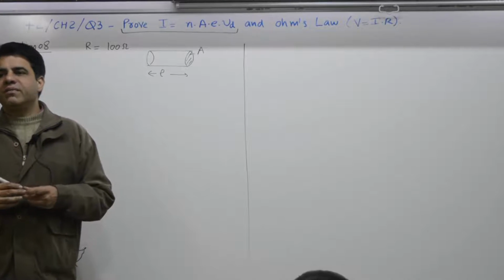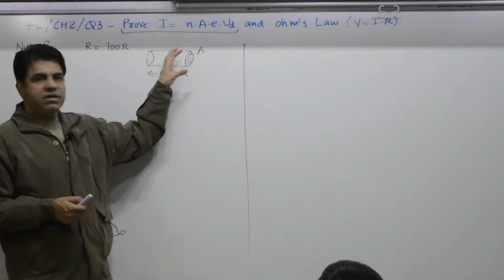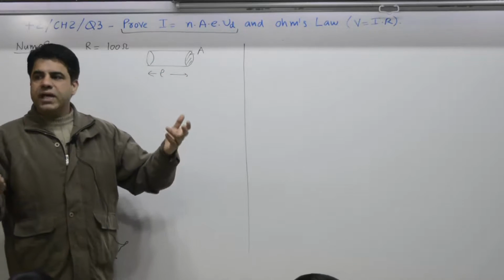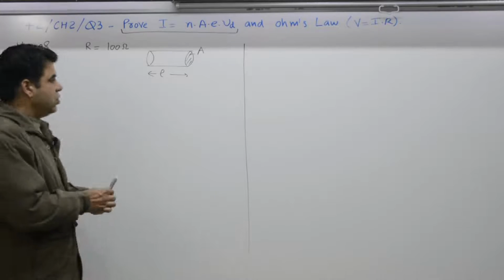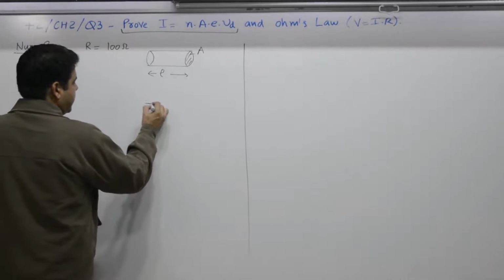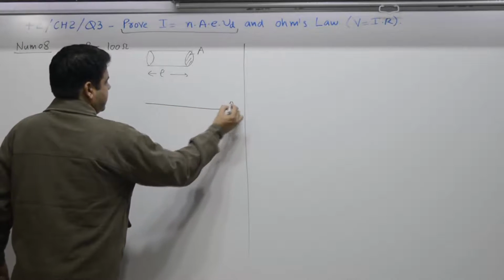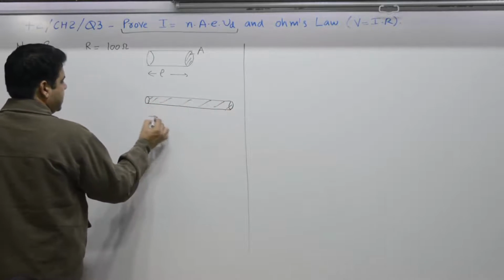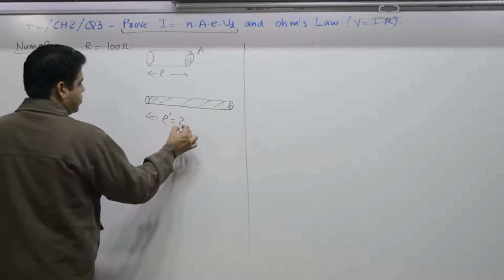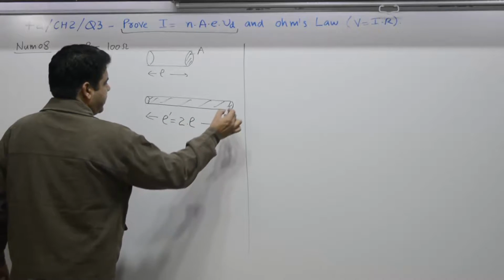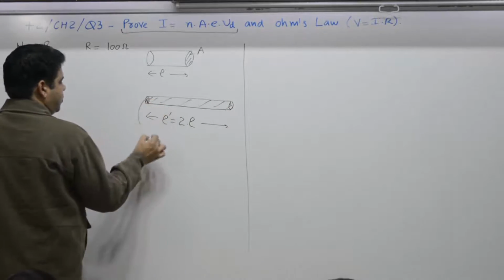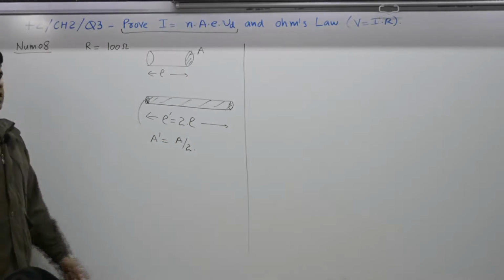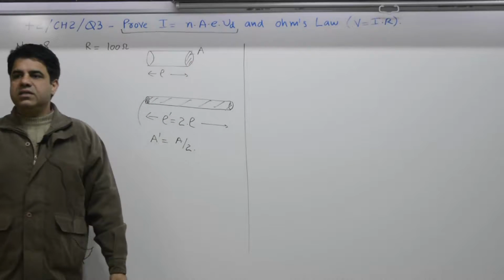Volume of the material remains the same. You have one wire of length L, area A, melt it. The volume remains same. So, when you make it double the length, then new length L dash is 2 times, new area A dash is half of original. Product of area into length remains the same.